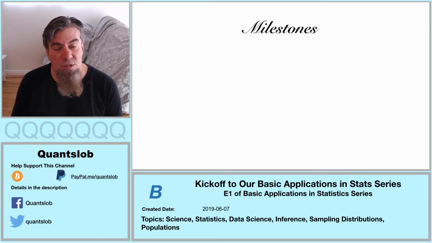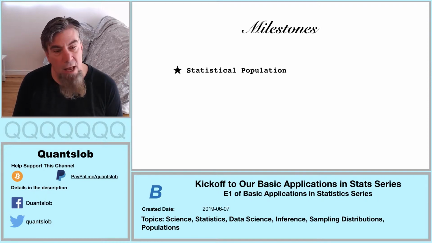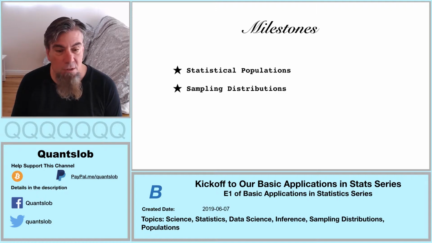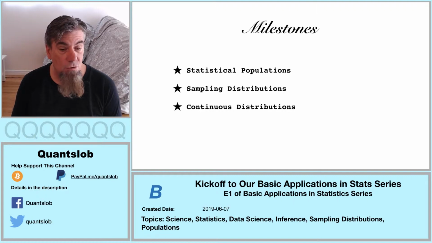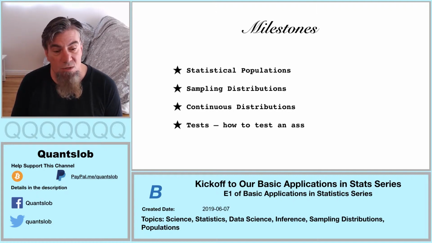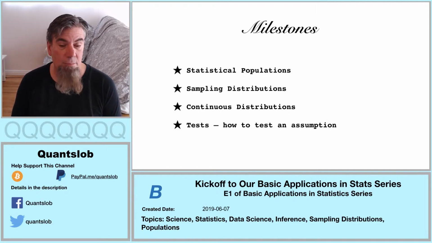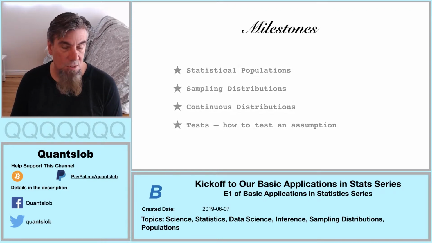Many people think of stats as one volume after another of methods, equations, techniques, and for this reason, it may surprise a lot of people that learning the art of statistics really involves a fairly modest handful of conceptual milestones. Understanding statistical populations is big. Probability, sampling distributions, continuous attributes or variables and their distributions, statistical tests, that is testing an assumption, for example, comparing an observation or experience against a sampling distribution, just as an example.